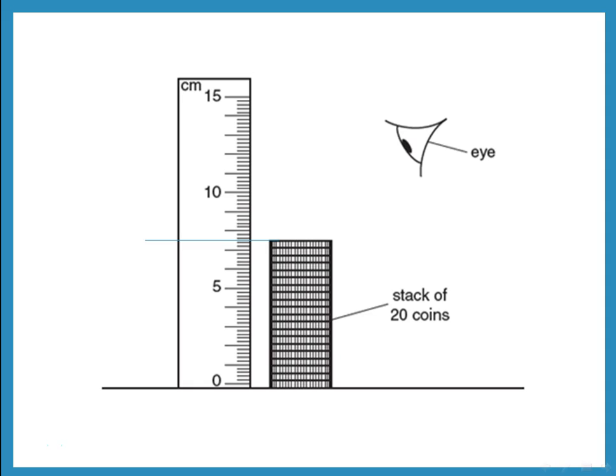For example, if we're trying to measure the thickness of a coin, the thickness of the coin is very small, and any measurement will not be that accurate. So what we do is we measure the thickness of 20 coins and then divide by 20. So reading off this ruler, the thickness of the 20 coins is 7.4 centimeters. Then I can divide by 20 to get the thickness of each coin.